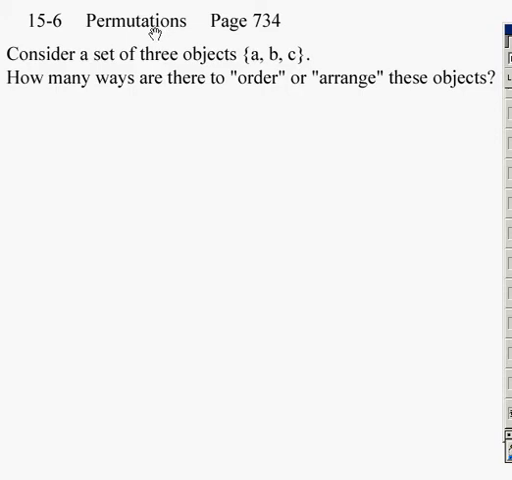6 on permutations. Permutations, I want you to think of a key word. And the key word for permutation is to order or arrange things. Order or arrange. Now, how can you remember that? Well, here's my dumb joke for permutation.